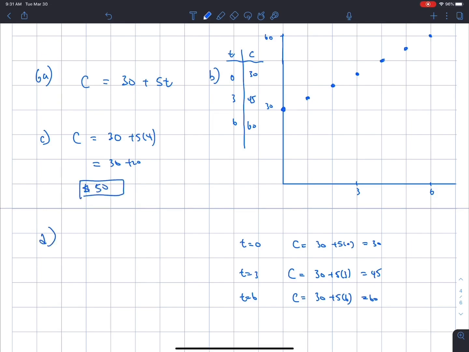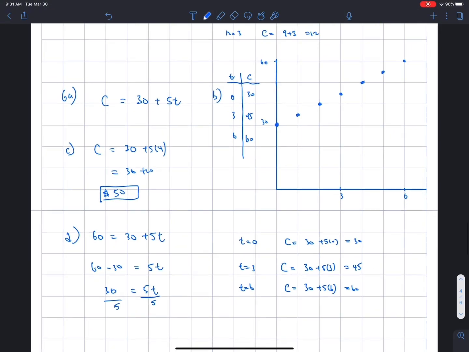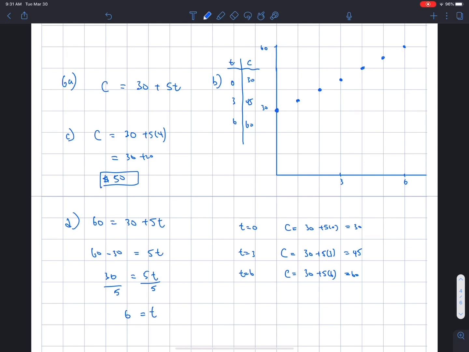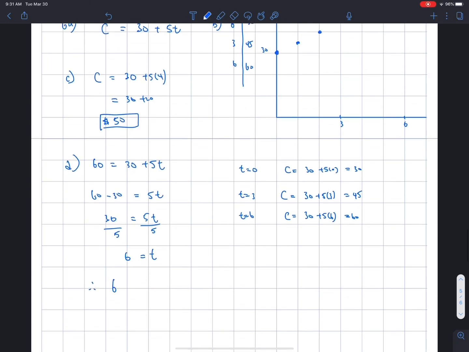If the rental charge was 60, how many hours was the rig used for? So we set C equals 60 and we are solving for T. Move the 30 over to the left-hand side so it becomes negative. And then dividing both sides by 5 to get T equals 6. So 6 hours. And that's it for question 6.